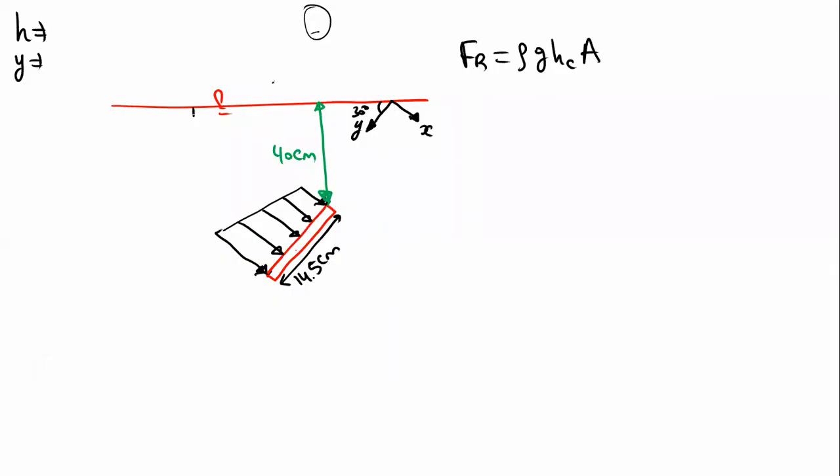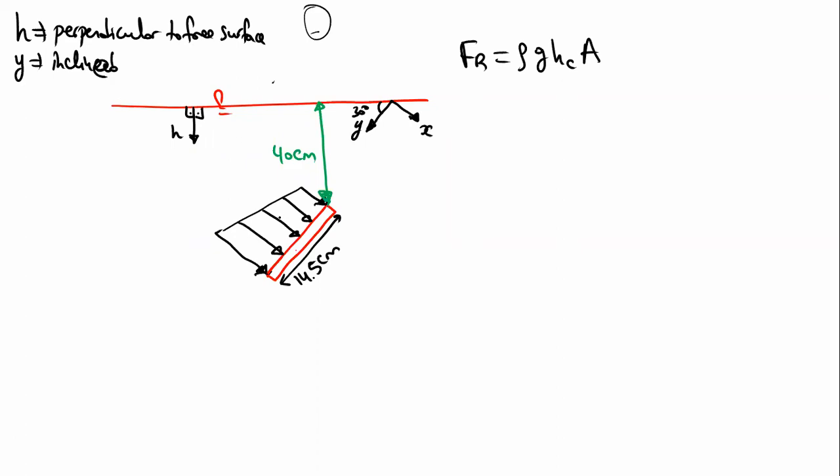When we say h, h is this distance. It is perpendicular to the free surface. But when we say y, you can see y is inclined. This one is perpendicular to the free surface, but y is inclined. So you should be very careful.